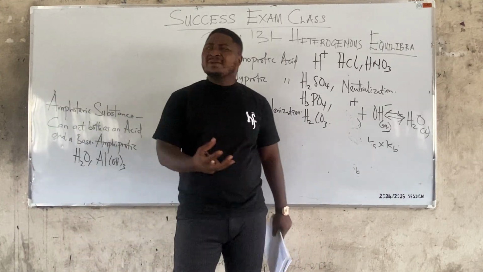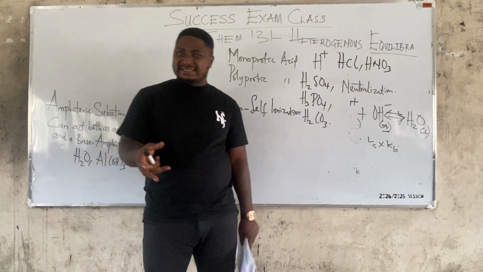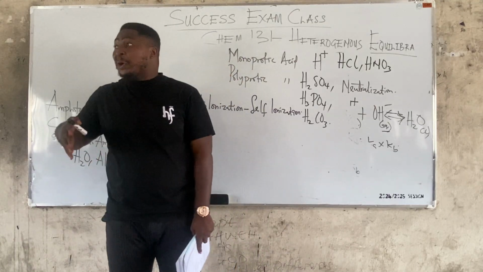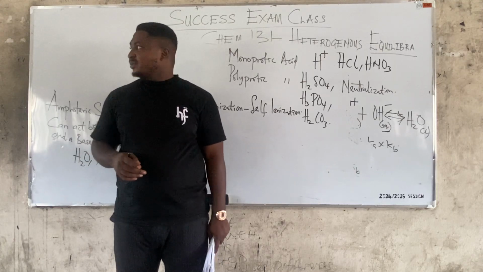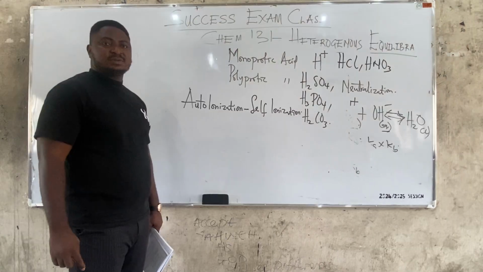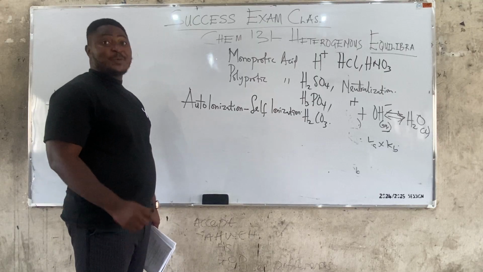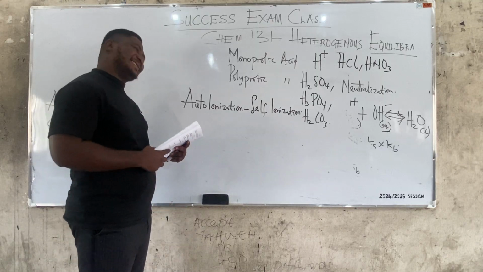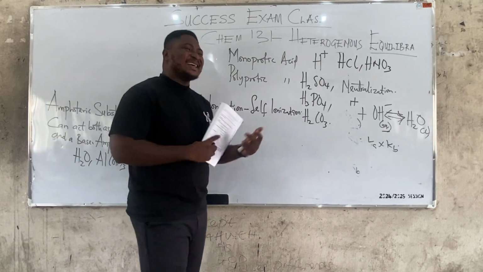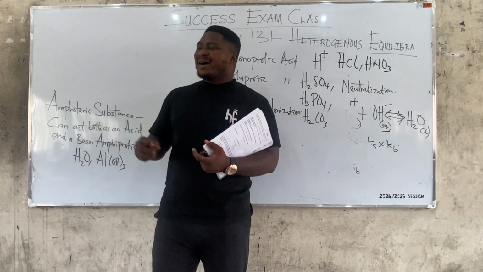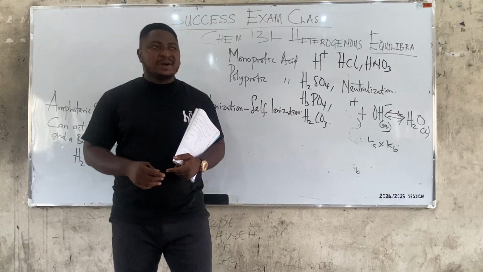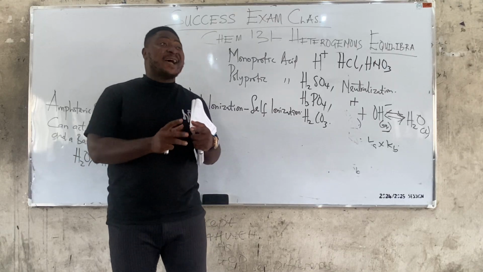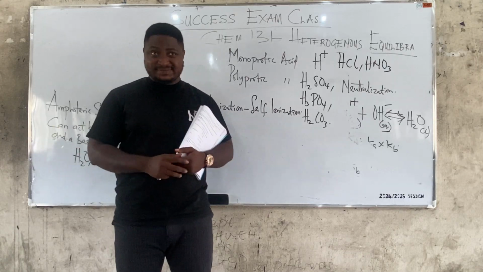Class, usually when substances dissolve in water, they ionize. Ionize means they split into their component ions. When a substance dissolves in water, ionization will occur because the substance will split into its component ions. So water is usually the chief ionizer of all substances.